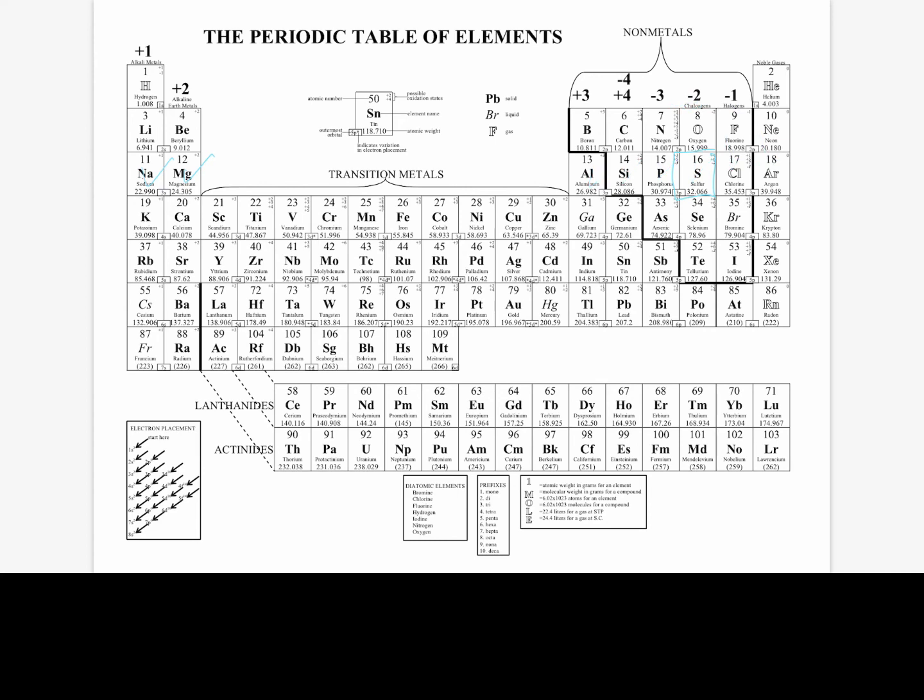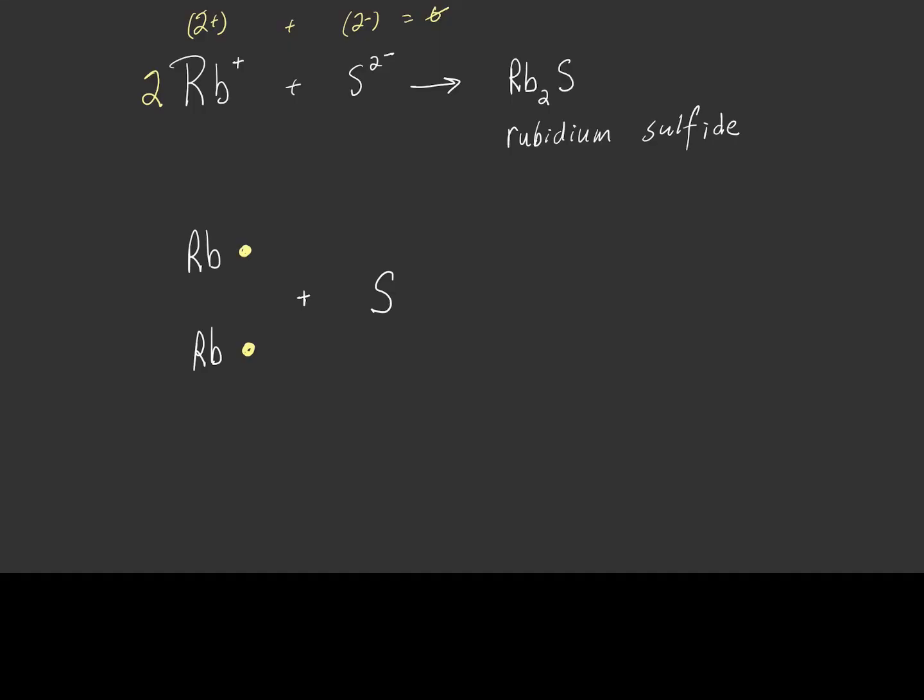Let me clean this up and go back to what we had. We know we have 1, 2, 3, 4, 5, 6. So we're going to show a transfer of electrons from the cation to the anion.